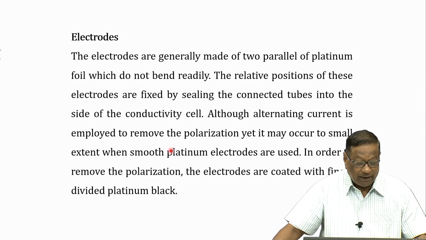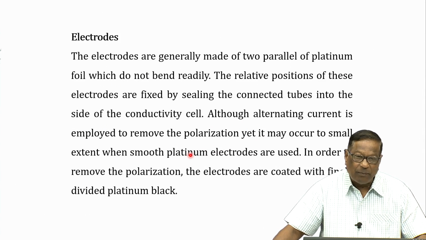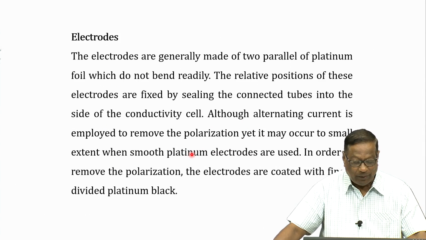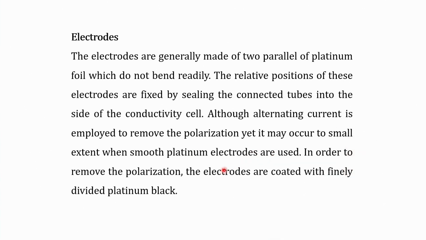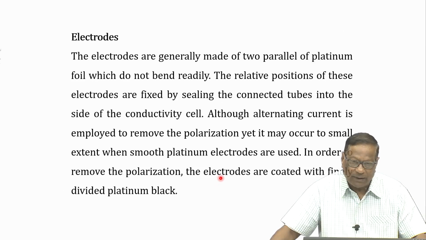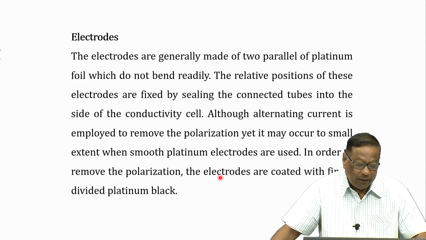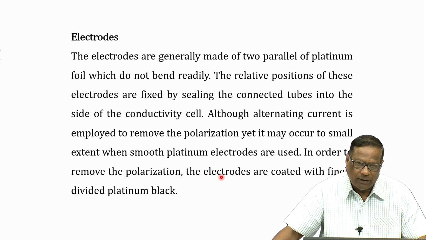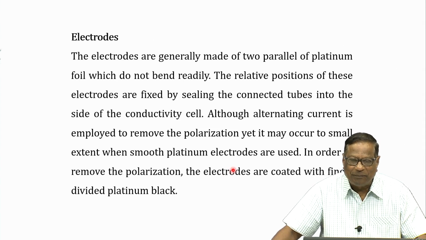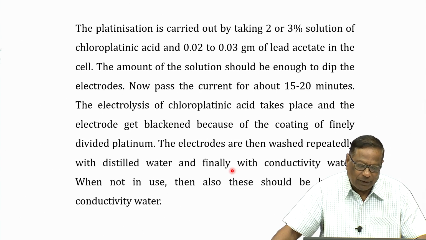Although alternating current is employed to remove the polarization, yet it may occur to some extent. Polarization cannot be avoided completely when smooth platinum electrodes are used. So, in order to reduce the polarization, the electrodes are coated with finely divided platinum black powder. So, what we have as electrodes are basically two platinum foils coated with black platinum powder.